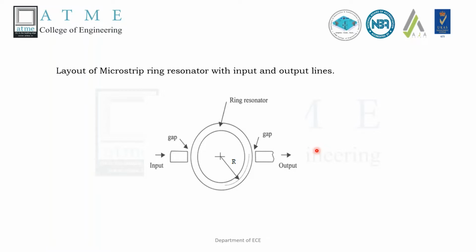This microstrip ring resonator is formed by bending the strip conductor of a microstrip in the form of a ring. This figure shows the configuration along with input and output feed lines. The gap between the feed and the ring determines the coupling. Resonance is established when the mean circumference of the ring is equal to integral multiples of the guide wavelength in the microstrip.